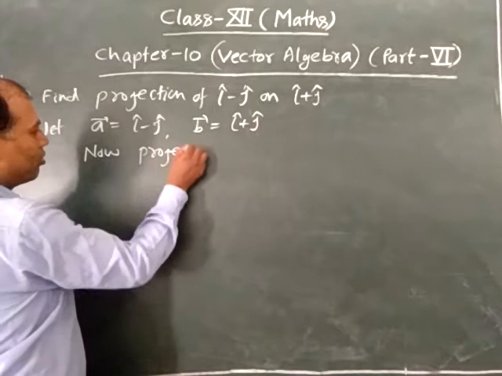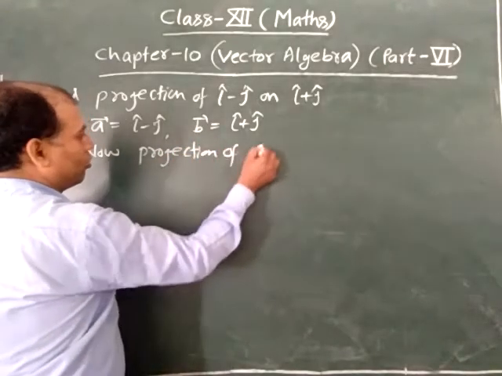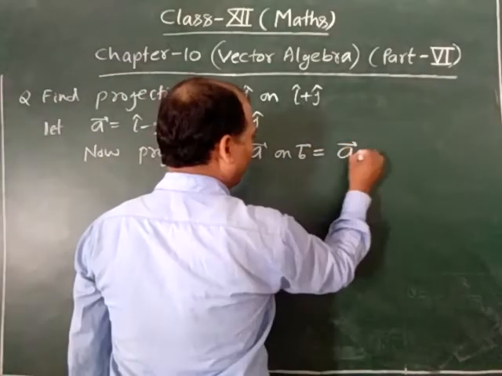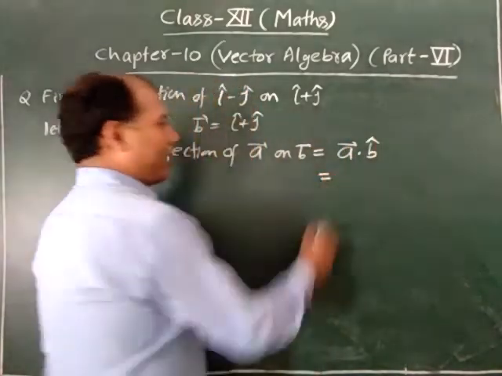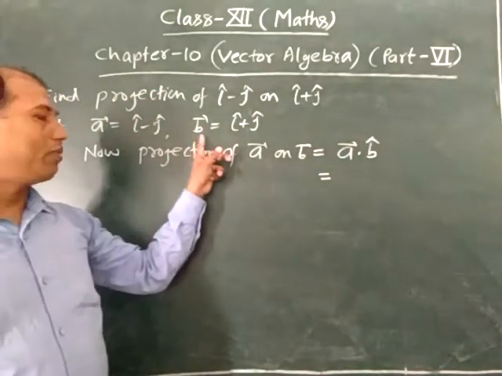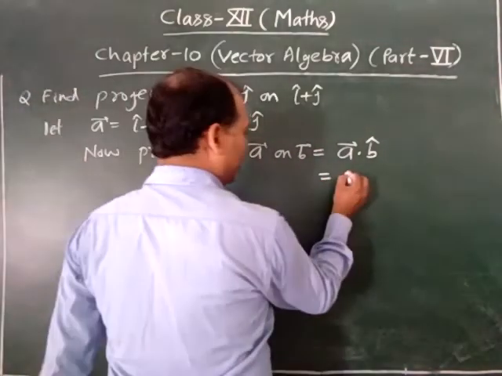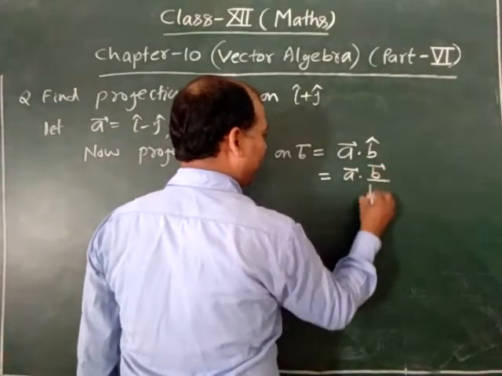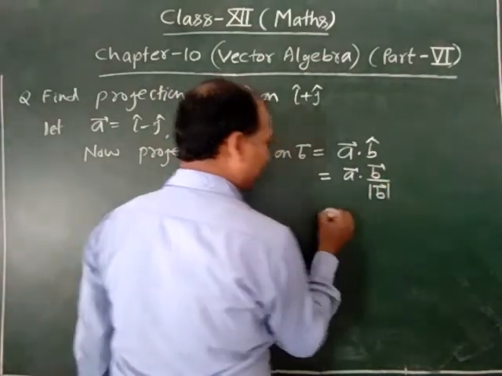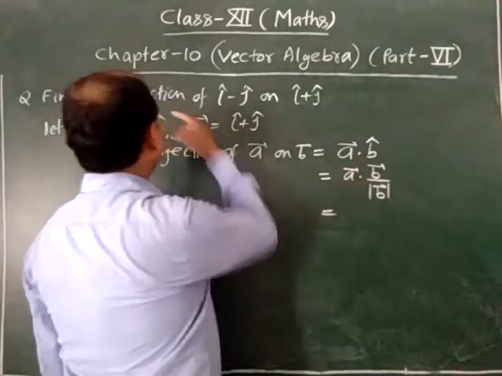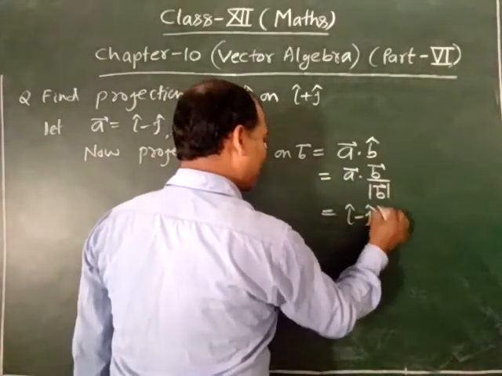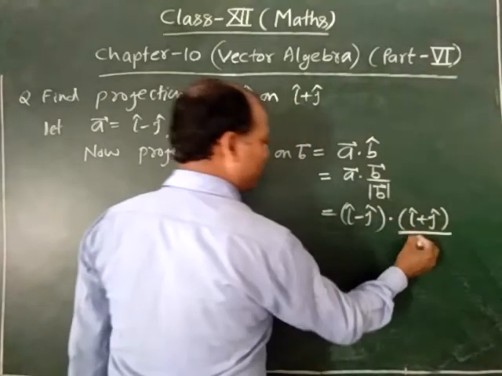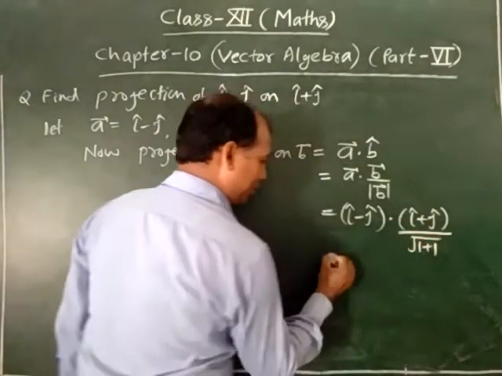Now the projection of vector A on vector B is given by vector A dot B cap. That means vector A is multiplied with the unit vector of B. This can also be written as vector A dot vector B divided by modulus of vector B. So we can write vector A, which is i minus j, dot i plus j, divided by modulus of B, which is under root 1 plus 1.